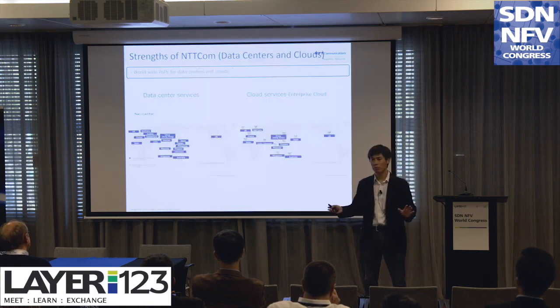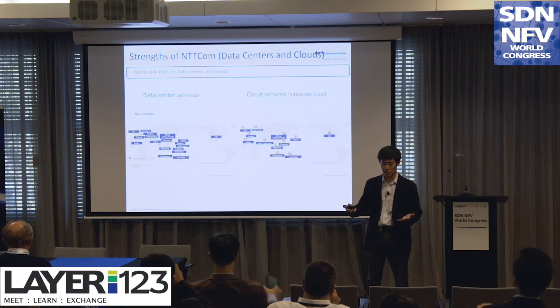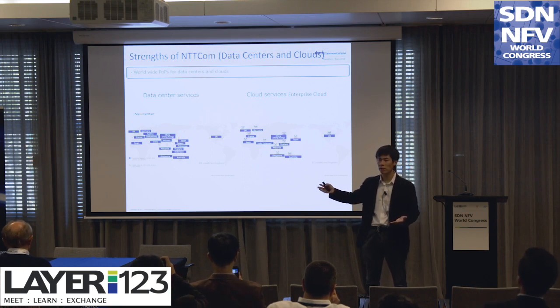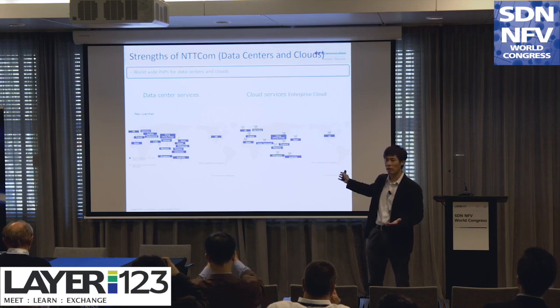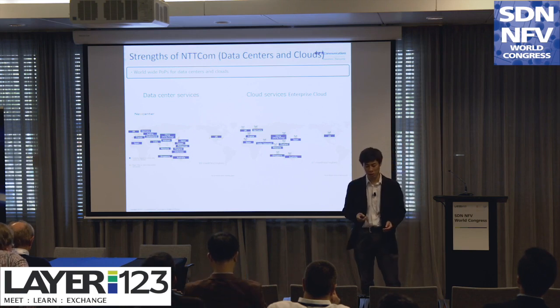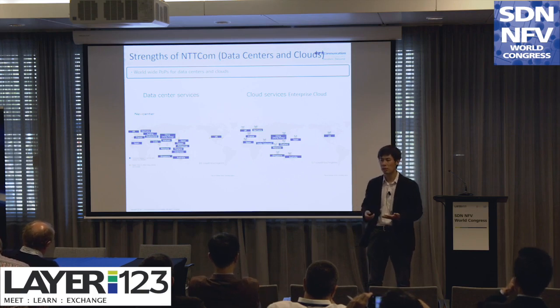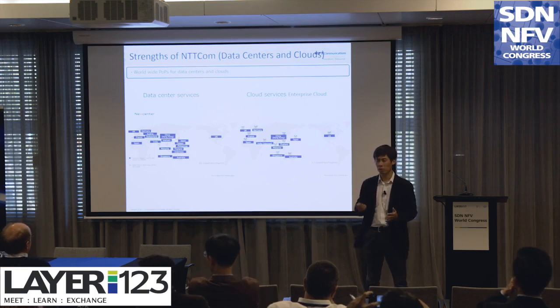This is another strength that we have. We have global-wide POPs of data centers and clouds. On the left, we have global scale data centers. This is just one example of the picture. And moreover, we have cloud services scattered all around the world. So why not use the strengths of network and cloud infrastructures to create more value for the customer here?